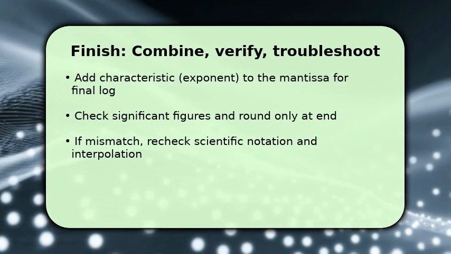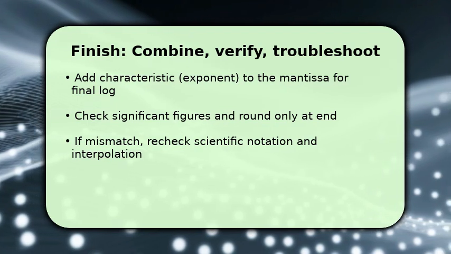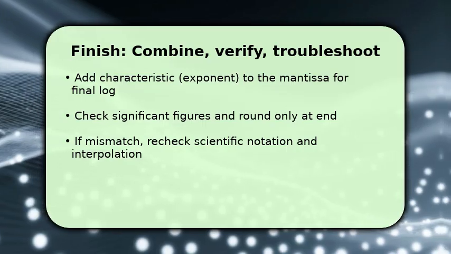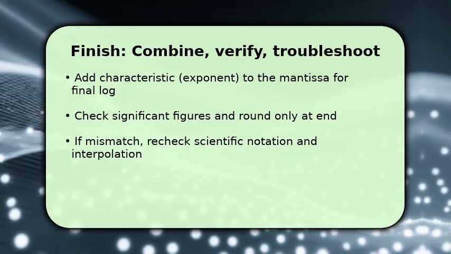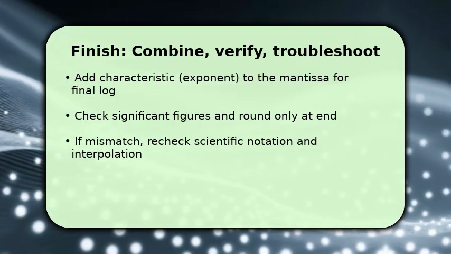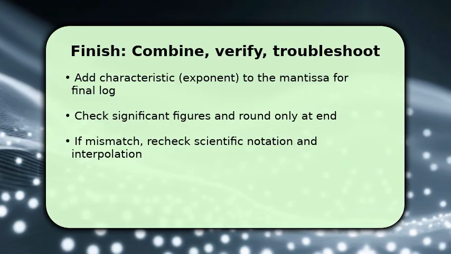Also apply log properties: add for multiplication, subtract for division, multiply for powers, so you combine values correctly. To finish, combine the characteristic, the integer from your scientific notation, with the mantissa you looked up. Add them to get the final base 10 logarithm. Once combined, check significant figures and avoid premature rounding so you preserve accuracy until the end.